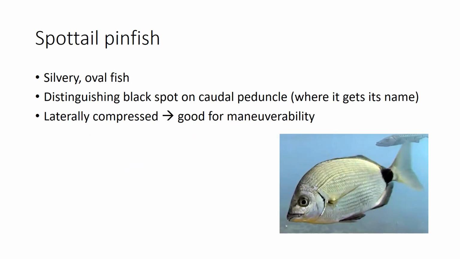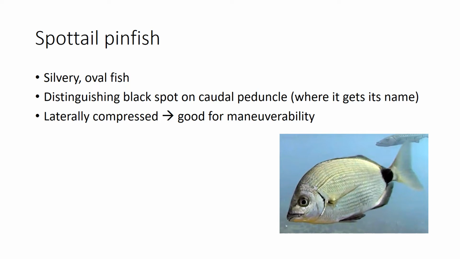So here's a close-up of our first fish. It is called the spot-tailed pinfish. I bet you can guess why. It's because of that big black spot on its caudal peduncle, which we talked about earlier. Other than that big black spot on its peduncle, the coloration of the spot-tailed pinfish is relatively shiny and silvery. Another defining characteristic is that large eye.